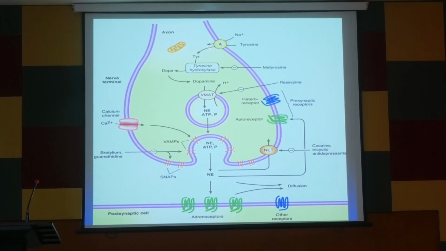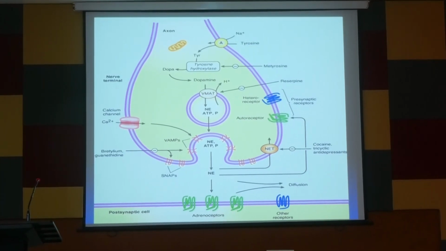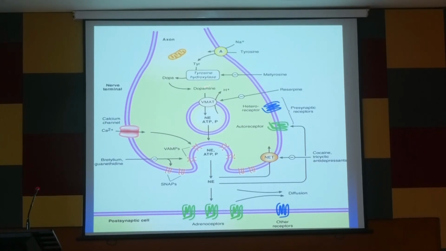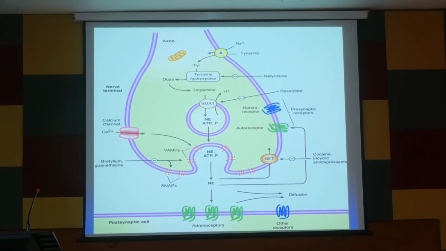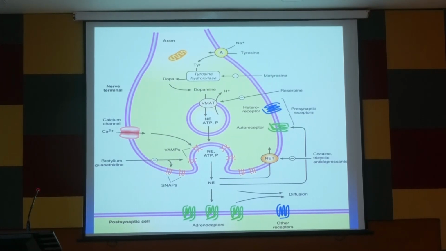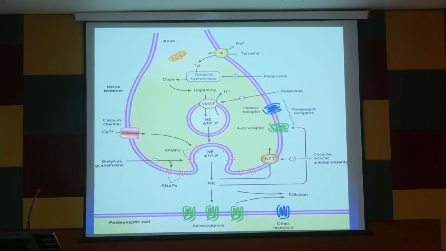That tyrosine is actively transported into the cytoplasm, where it is acted upon by tyrosine hydroxylase, and there is formation of dihydroxyphenylalanine, that is DOPA. This is known as the rate limiting step of the synthesis of norepinephrine, and it can be inhibited by one substance, that is metyrosine. After that, there is formation of dopamine.